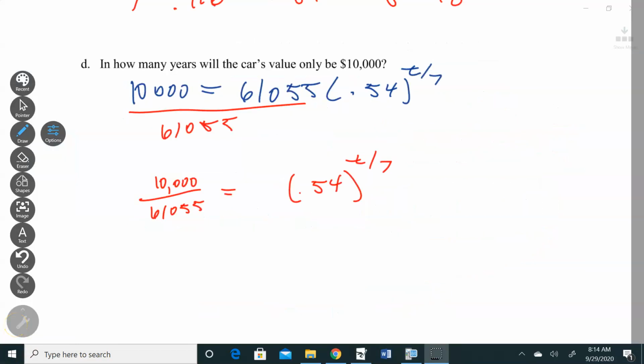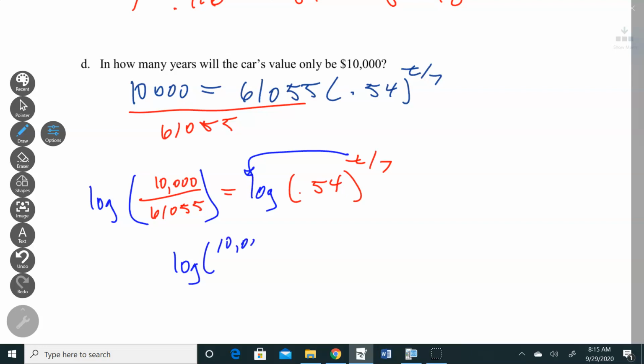Okay, so I want to know how long it's going to be until the car is only worth $10,000. So I set up my equation, set equal to 10,000. I divided by the initial value. I've got to log both sides. I'm just going to leave this as this ugly fraction. I want to work with exact results. I don't want to work with rounded off numbers. Well, this drops in front. So I get log of this ugly fraction is equal to t over 7 times the log of 0.54.